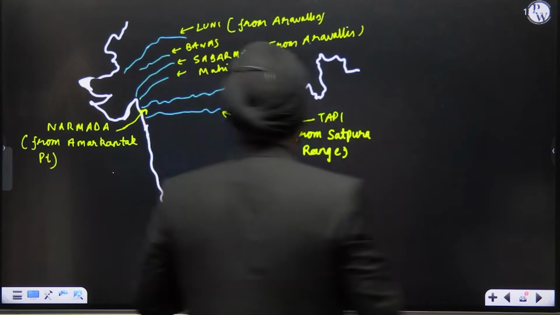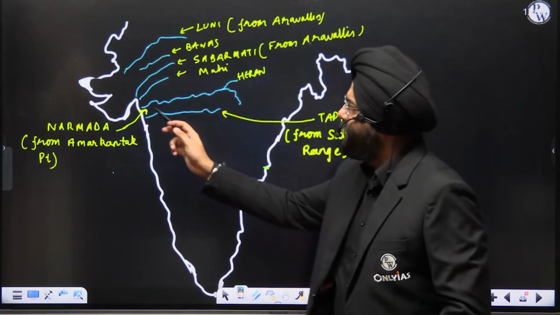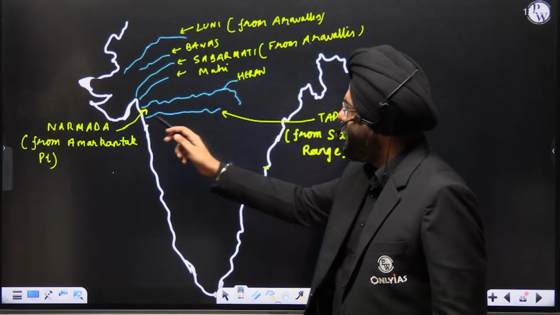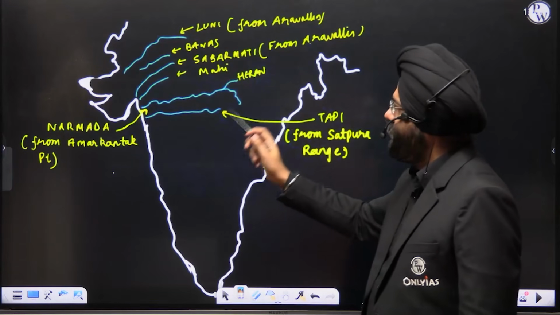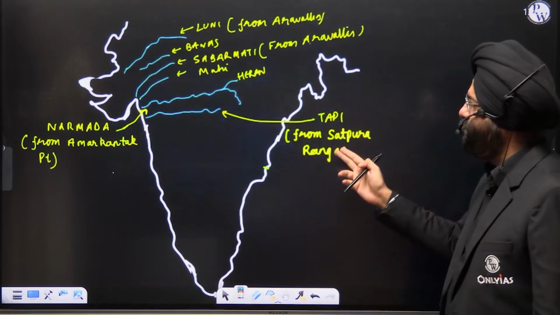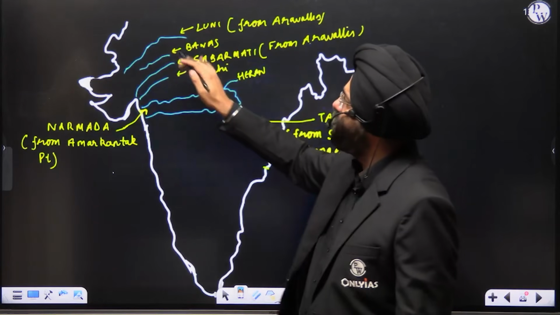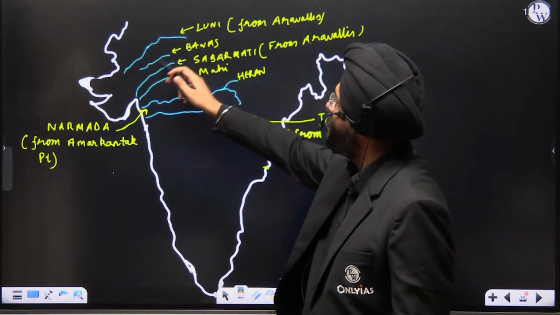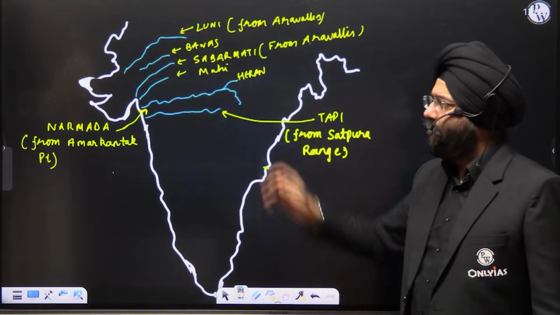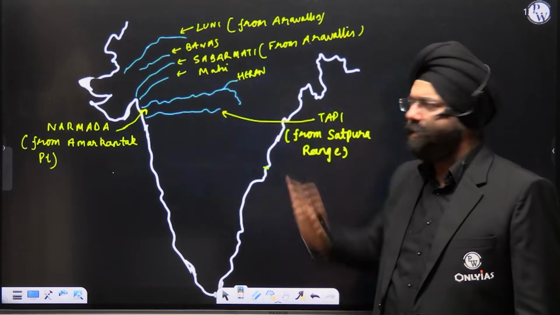Let's see. Over here lies the Narmada river. Again, an important tributary is Hiran over here. And then south of it lies the Tapi. Now the Narmada river originates from the Amarkantak plateau and the Tapi river from the Satpura range. And there are certain other rivers also: Luni from the Aravali, the small Banas river, Sabarmati river and Mahi from the Aravalis. Okay. Now, having seen the path, let us analyze a little bit.